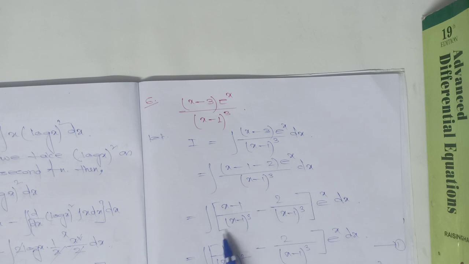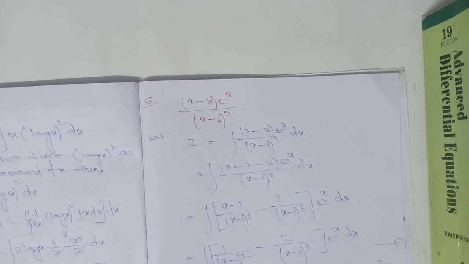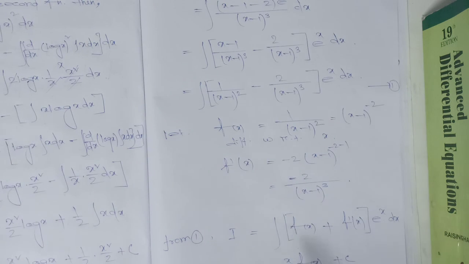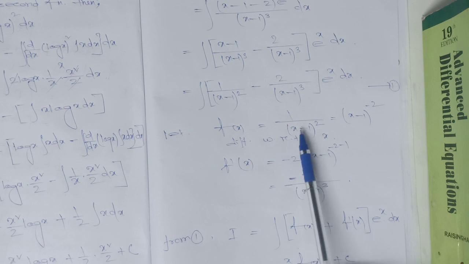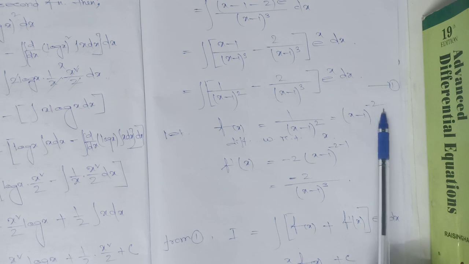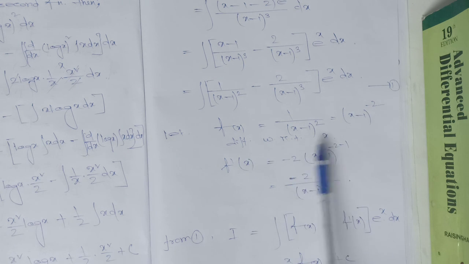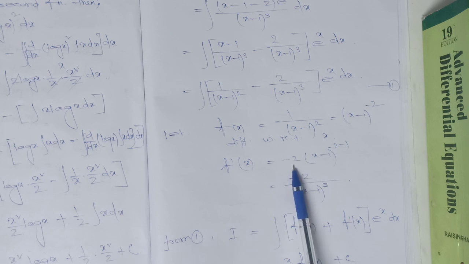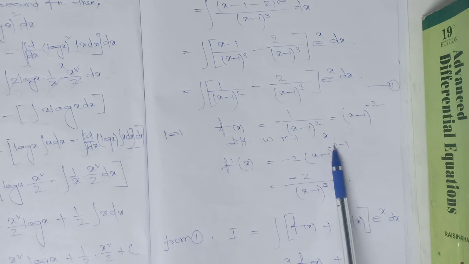Now you can split the fraction: x minus 1 by x minus 1 whole cube minus 2 by x minus 1 whole cube, e to the power x. Now one term cancels, so 1 by x minus 1 whole square minus 2 by x minus 1 whole cube, e to the power x dx. Now let us take f x equal to 1 by x minus 1 whole square. It can be written as x minus 1 to the power minus 2. So differentiate with respect to x, we have got f dash x equal to minus 2 x minus 1 to the power minus 2 minus 1.